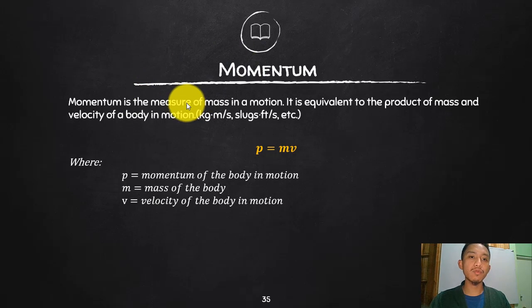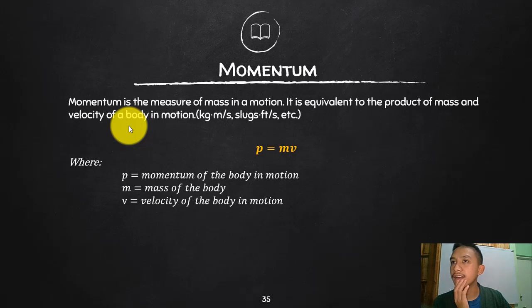Okay, so if we say momentum, that is the measure of mass in motion. And that is just equivalent to the product of the mass times the velocity of any body, of any body that is in motion. So that's why, for example, we are using this word momentum to define, let's say, a team in sports. Okay, we use this word momentum.